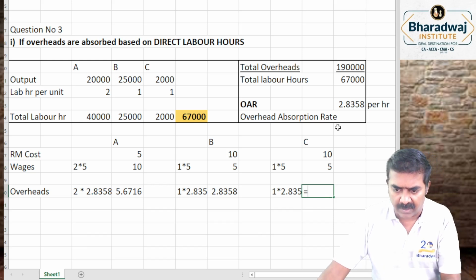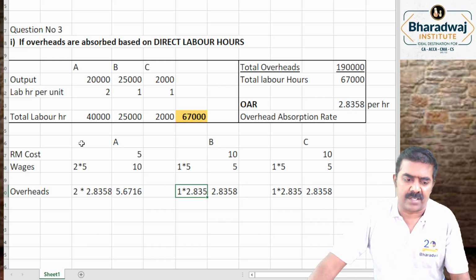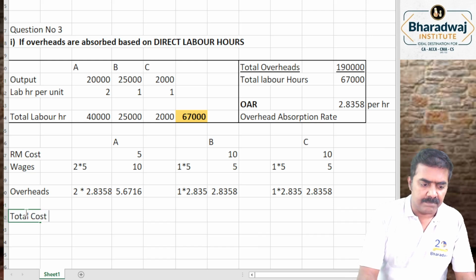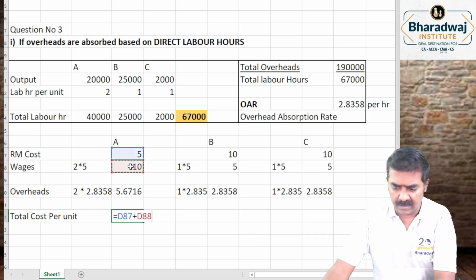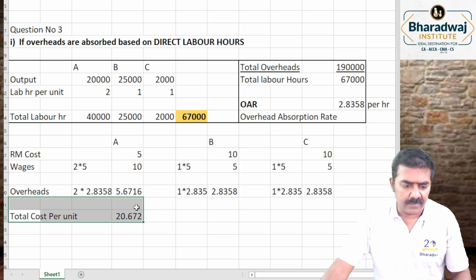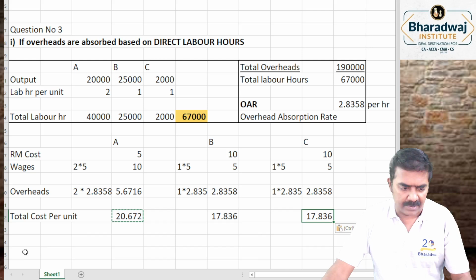We are absorbing overheads based on what? Labor hours. Then you will get total cost per unit. Material plus labor plus what? Overheads. What is the total cost per unit you get? 20.672. This is the total cost per unit.